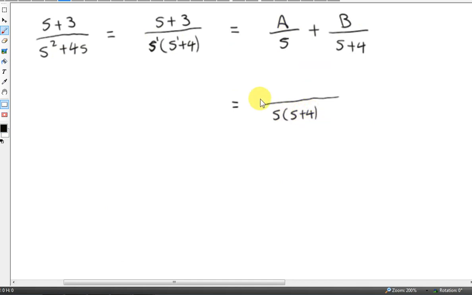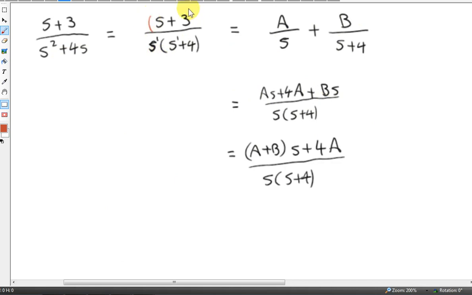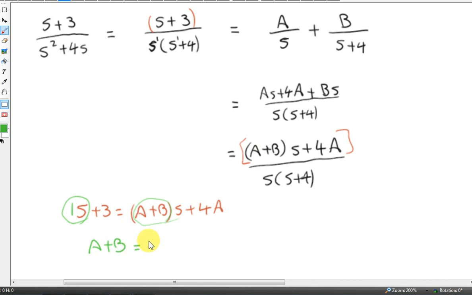So we have a times s plus 4, that's as plus 4a, and we have b times s. So comparing the numerators, since the denominators are obviously the same, we have s plus 3 equals a plus b times s plus 4a. Is this an identity? True for all values of s. That can only happen if the s terms are the same, or the coefficients are the same. So we must have that a plus b equals 1, and we must also have 4a equal to 3. The constant terms are equal.